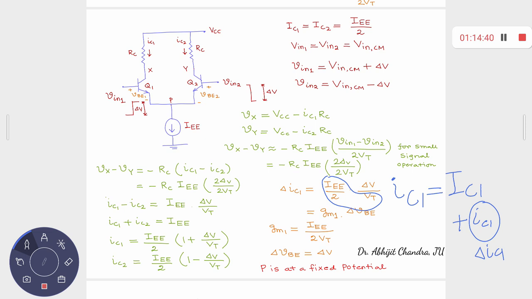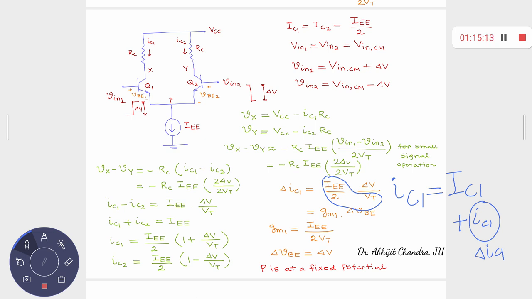What is that? That is the transistor's DC collector current upon the thermal voltage, that is here, GM multiplied with delta V. That is something you should expect, no? What is collector current? The input fluctuation multiplied by the transconductance will give the collector current. Remember that small signal model, GM V bar, same thing. So let it be GM1, for transistor 1.